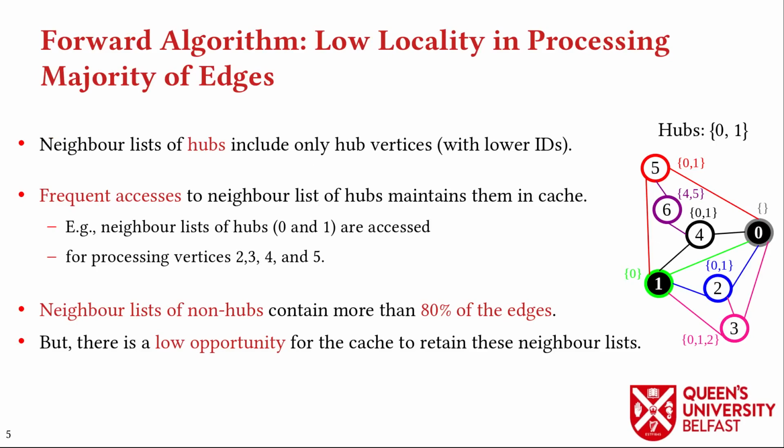Since hops have several edges to different vertices, neighbor lists of hops are frequently accessed during triangle counting in the forward algorithm. For example, in this graph, neighbor lists of vertices 0 and 1 are accessed in processing vertices 2, 3, 4, and 5. In this way, cache is persistently dedicated to neighbor lists of hops, and access to neighbor lists of non-hop vertices that contain 80% of edges suffer from poor locality.